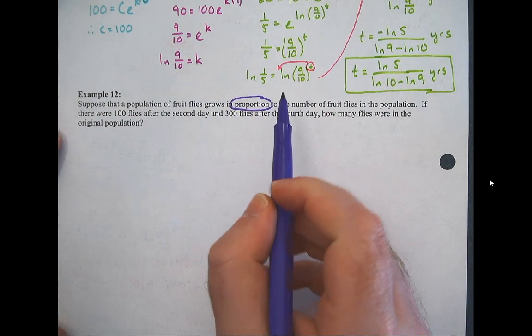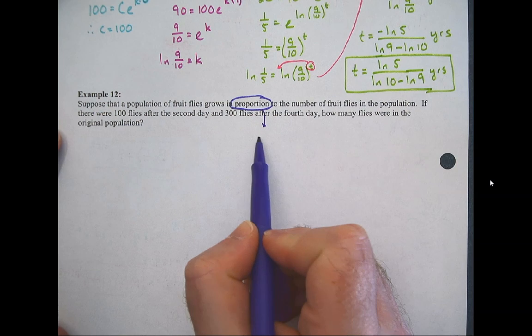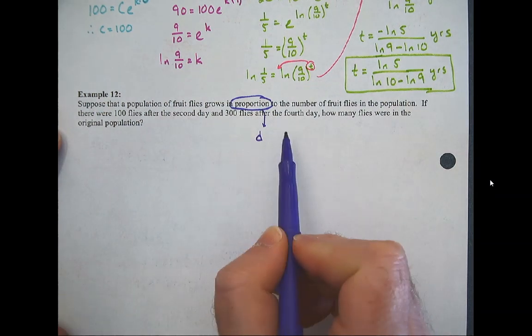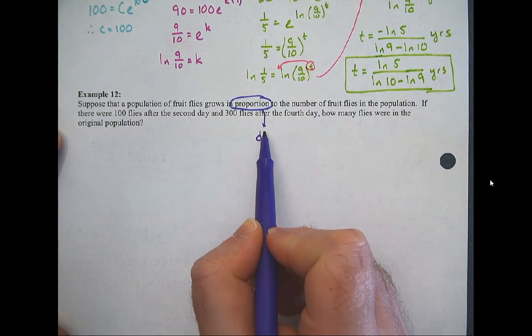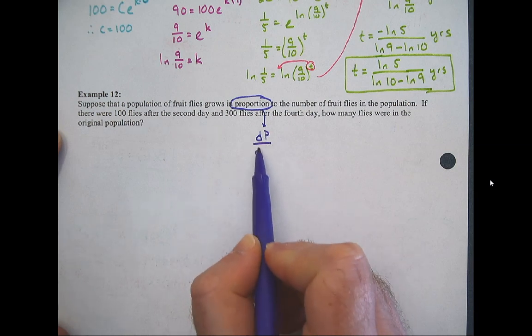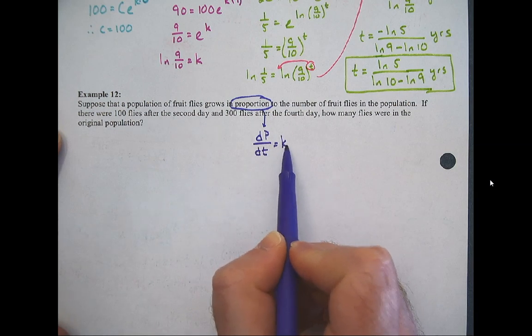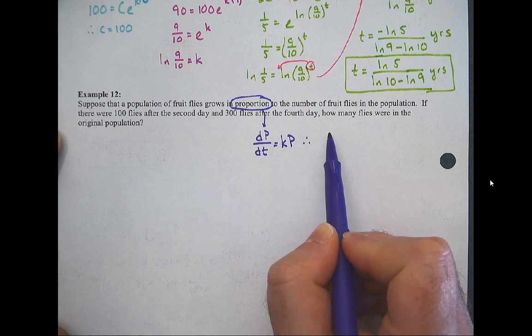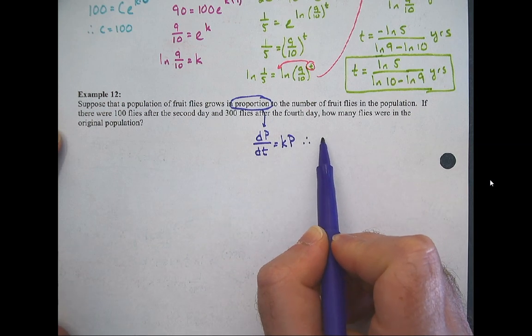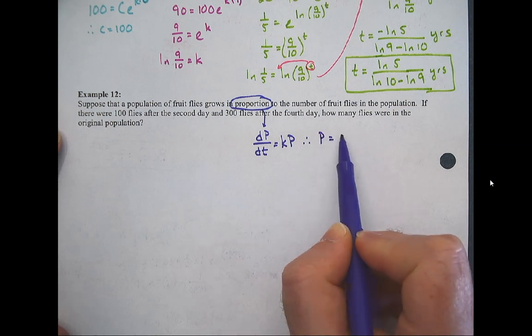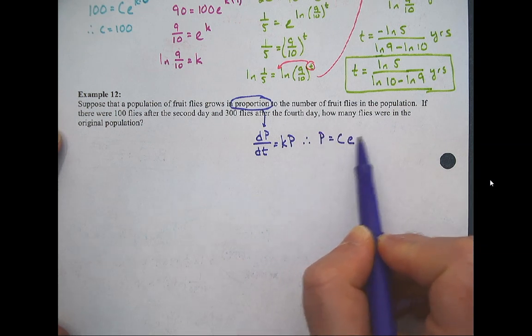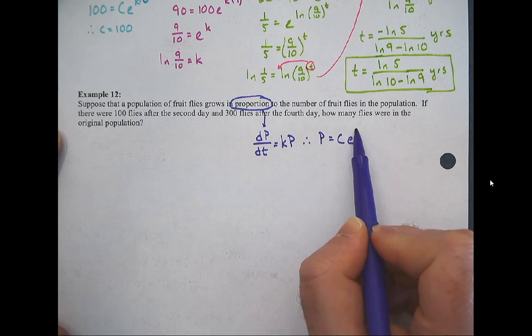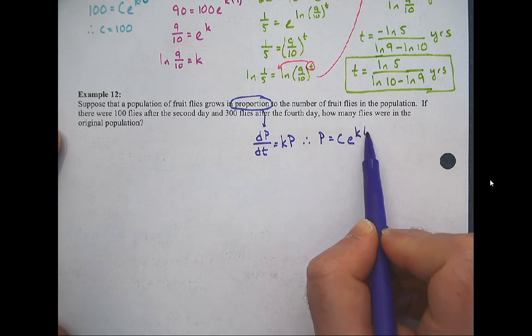When you see this, this makes you think of D. Okay, what's our changing? We'll go with P for population. P for population over time is equal to some constant times the population, which then therefore we know that there's a relationship where the population is equal to some constant or initial condition times e to the kt.